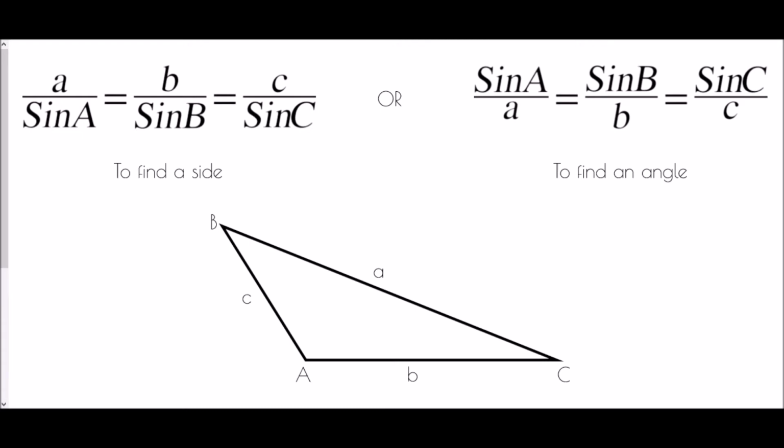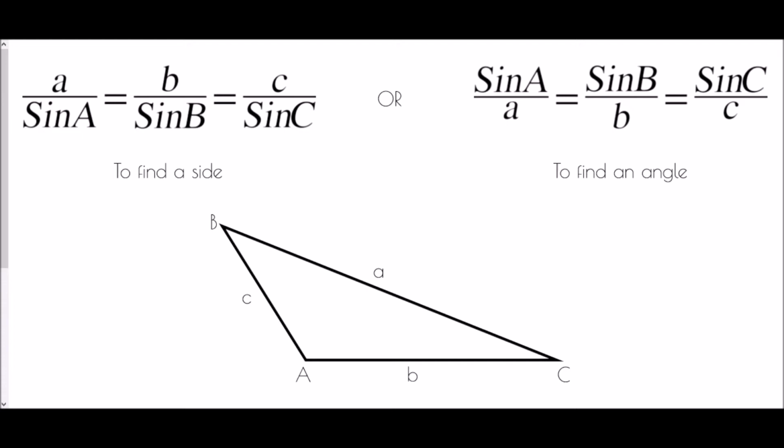Or if you want to find an angle, just in order to make the actual calculations a little bit easier to do, you can flip all of that over and we get sine A over a equals sine B over b equals sine C over c. And it all comes down to the way that a triangle is labelled.